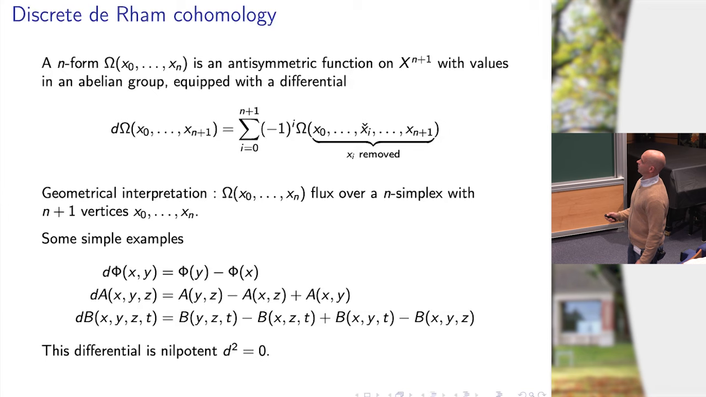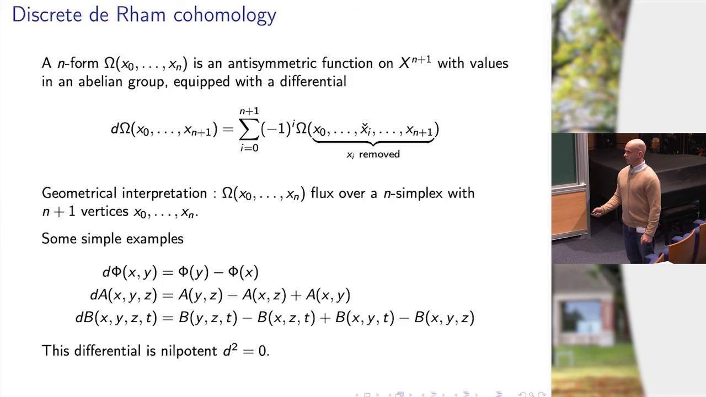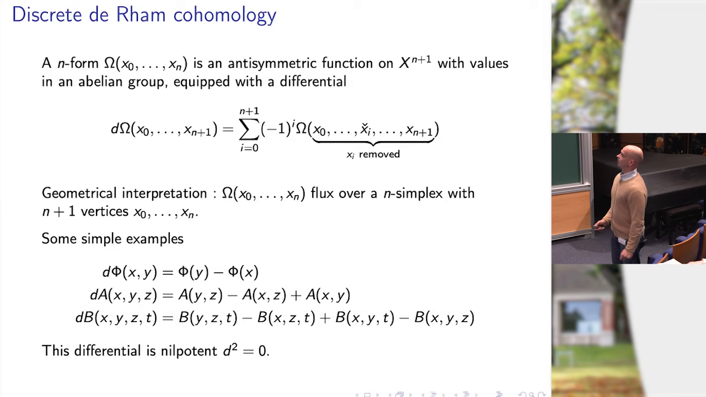For instance, the differential of phi is this, the differential of A is this, the differential of B is this. And the differential is nilpotent. So this would be a very simple finite analog of the equation I wrote here.